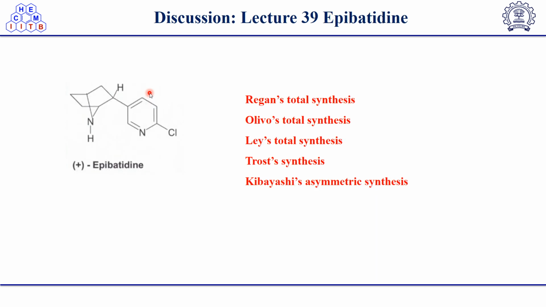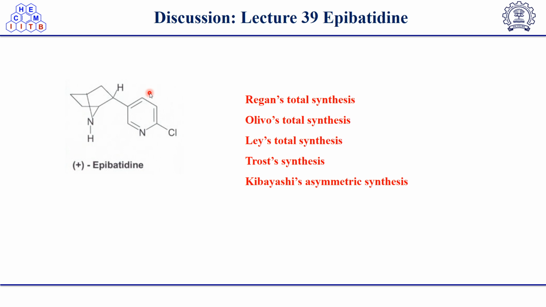And the final lecture, lecture 39 of the week 8 lecture series, was the total synthesis of epibatidine, where we saw the application of reductive palladium catalyzed Heck type coupling, microbial oxidation, palladium catalyzed desymmetrization of cis 3,6-dibenzyloxy-2-cyclohexene, and a palladium catalyzed cross coupling, fluoride promoted fragmentation, and Hofmann rearrangement in the total synthesis of epibatidine. And we have seen Regan's total synthesis, Olivo's total synthesis, Lee's total synthesis, Trost's synthesis, and Kibayashi's asymmetric total synthesis.